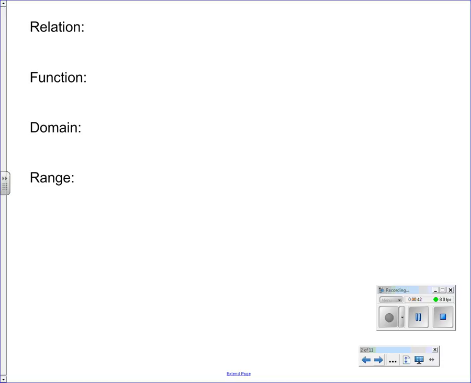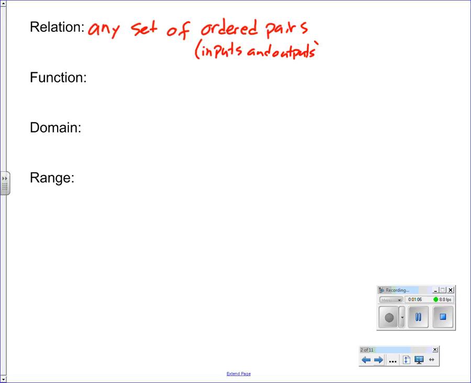The first thing is to talk about what a function actually is. So to do that, first we have to talk about a relation. So a relation is any set of ordered pairs, right? Or really, any set of input and output values. Or really, any set of x's and y's is a relation.